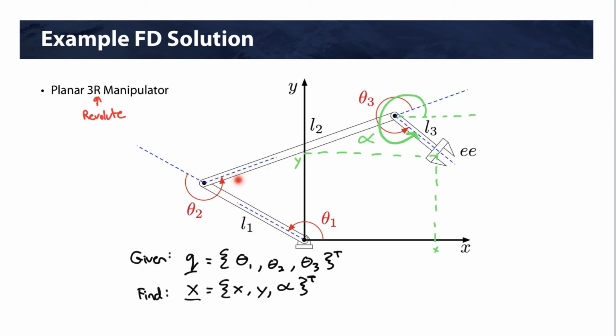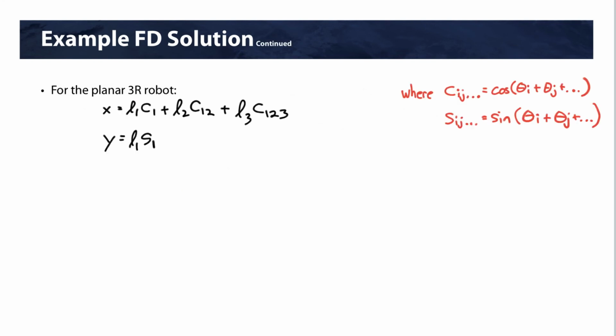For L2, again, we're going to take into account theta 1 and theta 2. So we're going to have plus L2 S12 and then L3 S123. So now we have our X and Y position of our end effector given the joint angles. And the last thing we need is alpha.